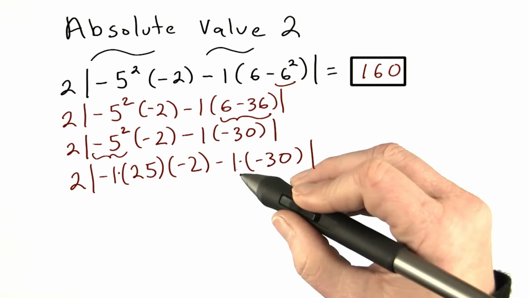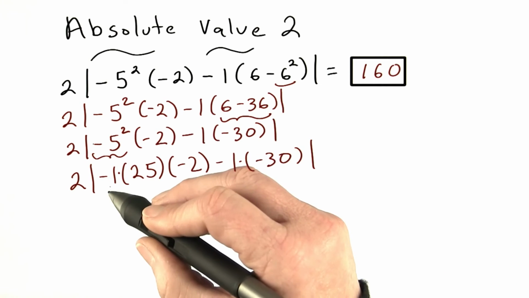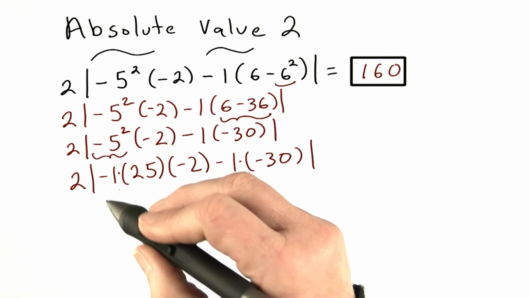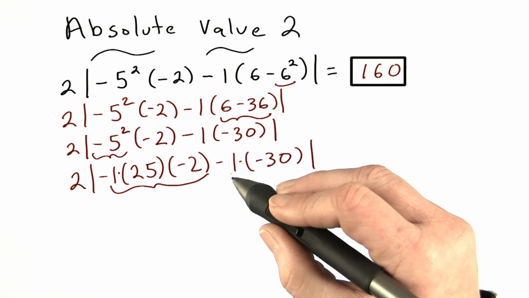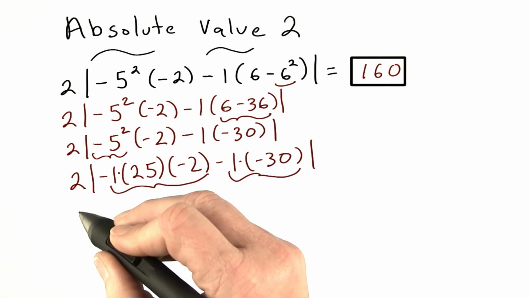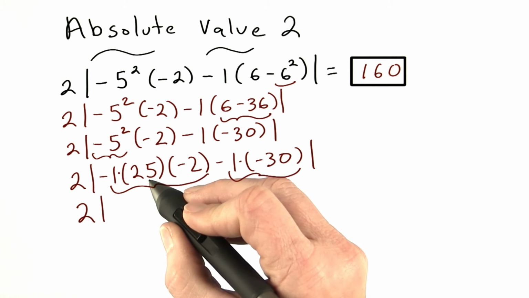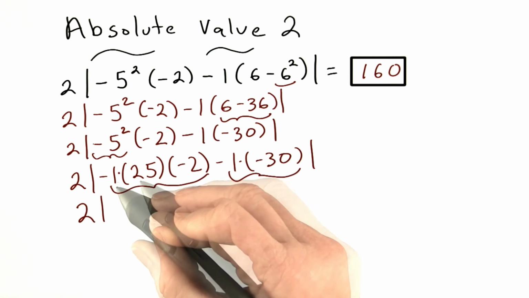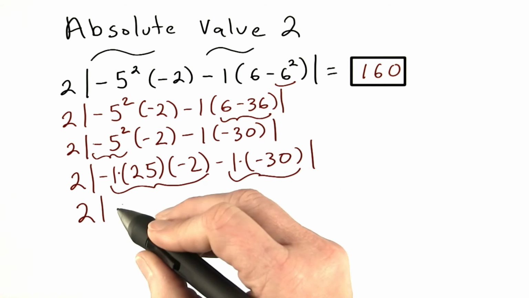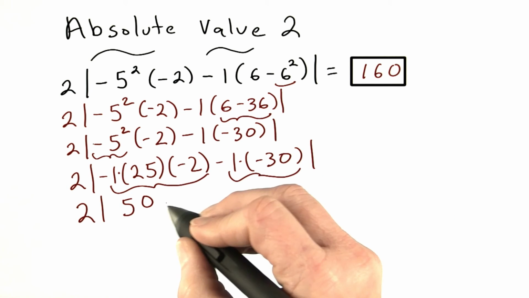I know when I write two numbers next to each other that I have to multiply them. So the next thing I need to do inside my absolute value is to evaluate the two multiplications in order from left to right. So I have 2 times the absolute value of negative 1 times 25, which is negative 25. Negative 25 times negative 2 is positive 50. Then I have negative 1 times negative 30, which gives me positive 30.